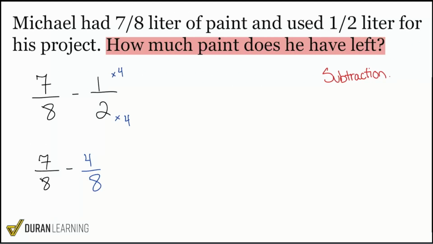And now that we're here, everyone, what is 7 minus 4 going to be? Yeah, that's just going to be 3. And then 8 minus 8, we don't do that. We leave the denominator the same. 3/8, and we are done.